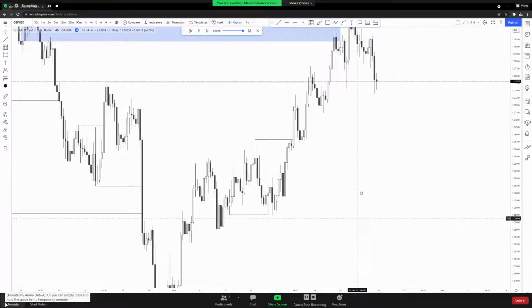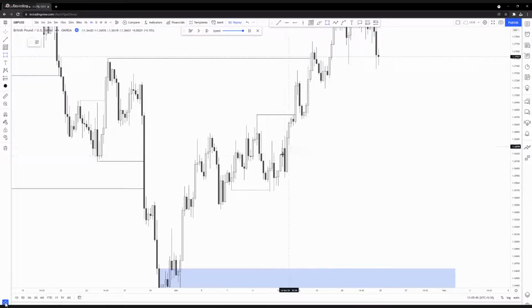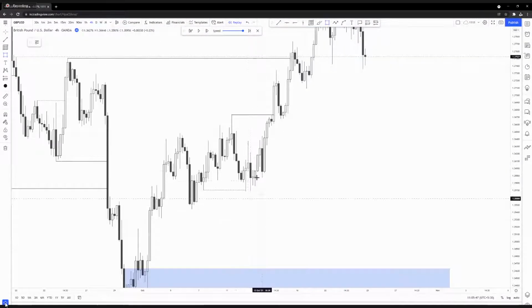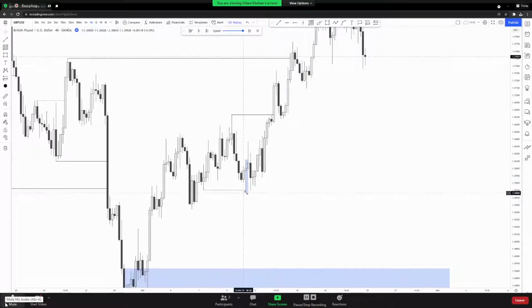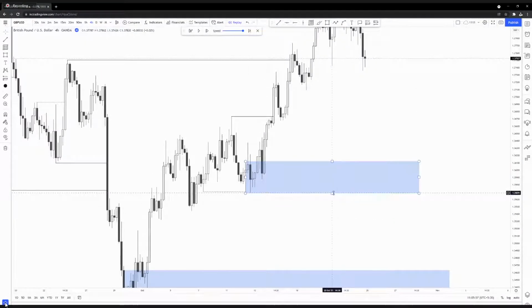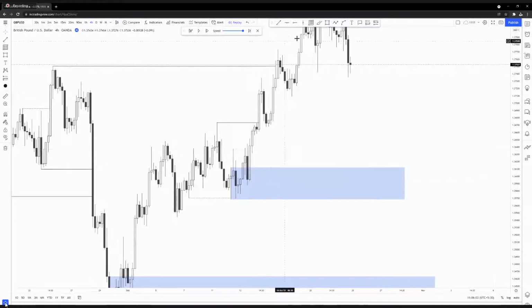Now where can we expect the pullback from? I don't care about this order block. What is the candle that took this liquidity out? It's this, right? This was the candle that took the liquidity out. So mark that out. That candle got mitigated, but this thing right here, not yet. This cannot be counted as a proper mitigation.